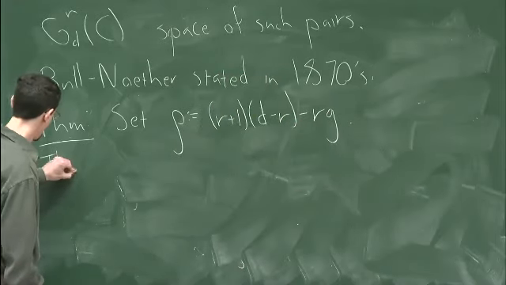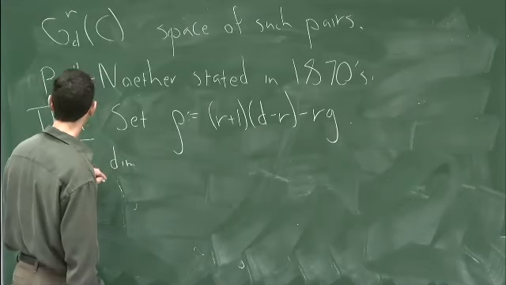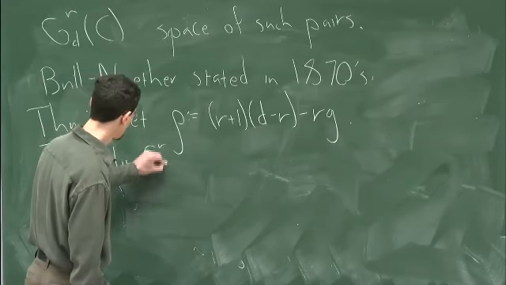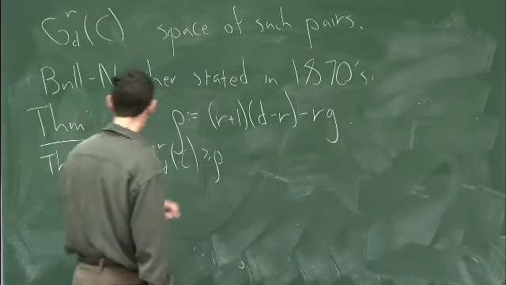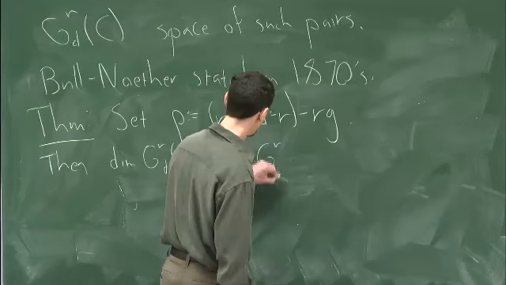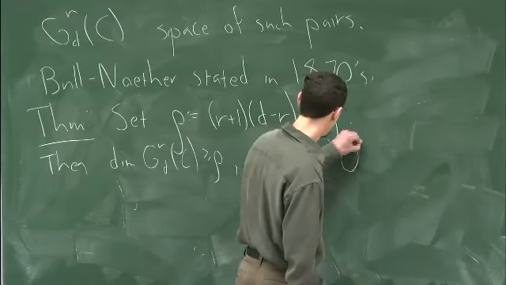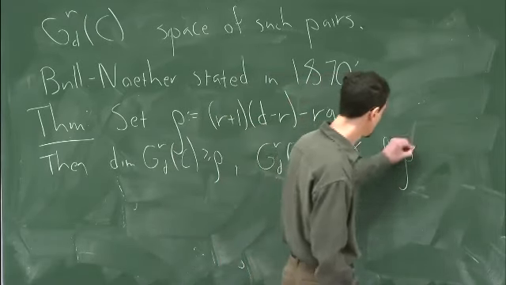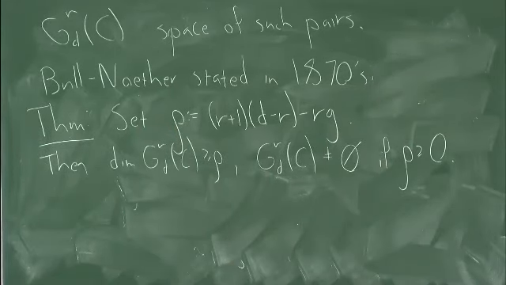Then the dimension of G^r_d(C) is always greater than or equal to rho, and G^r_d(C) is non-empty as long as rho is non-negative. And furthermore, if the curve C is general, the dimension is actually equal to rho.